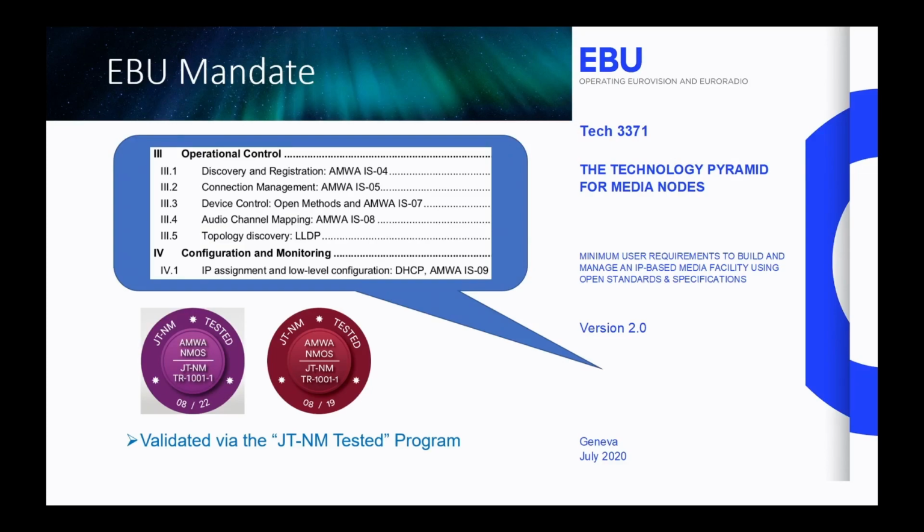And as you can see, it's got listed all the basic NMOS pieces, the IS-04, IS-05, IS-07, 08, and also IS-09. And we'll go into detail about what all those are, but this is what I mean by required components. EBU says you should use these because it's going to make your life a lot easier.